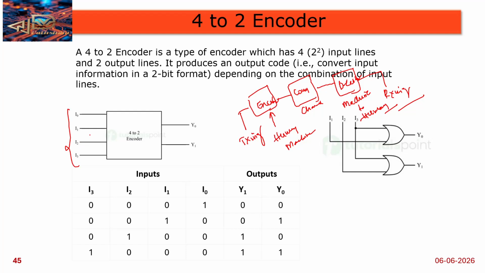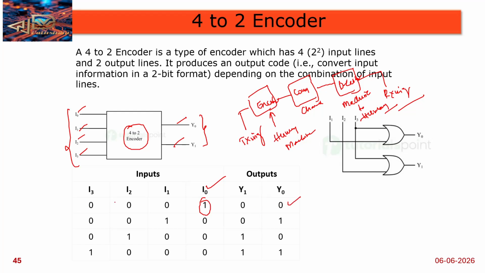Okay, see, 4 by 2 encoder: 4 inputs I0, I1, I2, I3 I am giving, and then Y0, Y1 are the two outputs I am getting here. So here what are the inputs? I0, I1, I2, I3. One input we are selecting at a time. So if you are selecting I0, you are getting the output Y1 Y0 as 00.